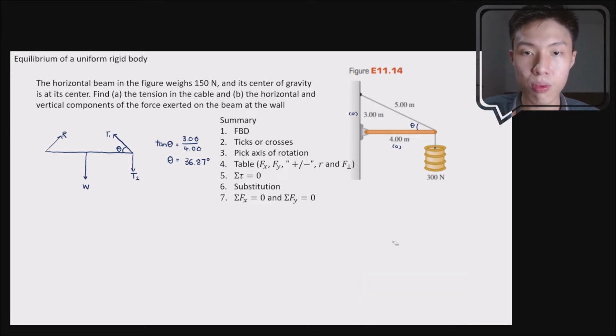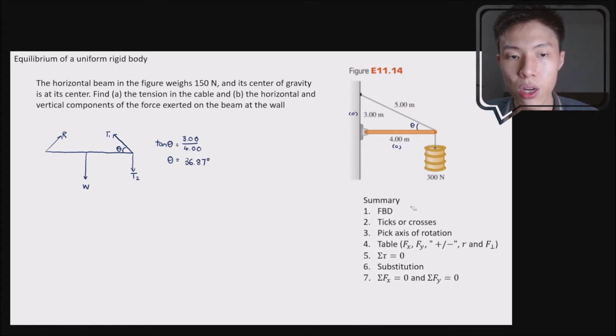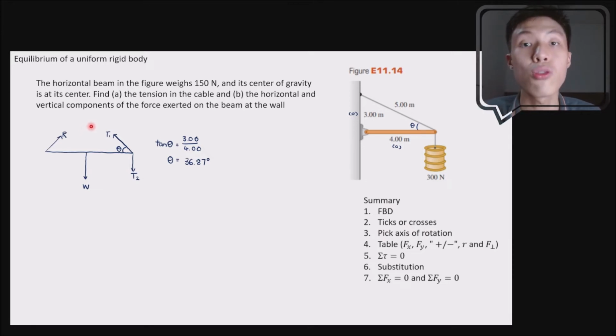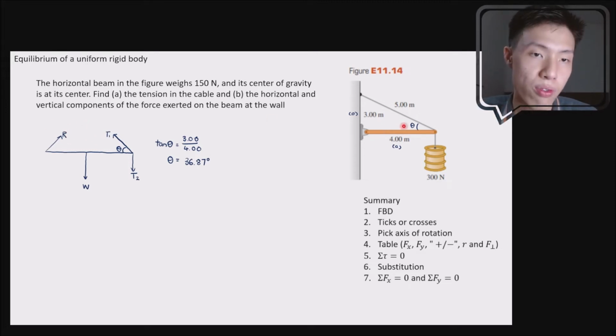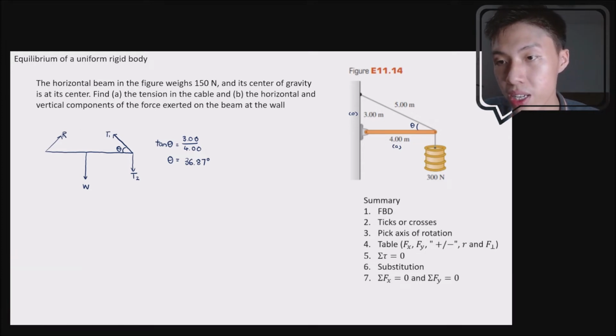So we have finished step 1 by drawing the free body diagram. Now I will proceed to step 2. Step 2 is to put ticks or crosses for all the forces in the free body diagram. We tick beside the force if we know the value of the force, and we cross beside the force if we don't know the value. Let's scan it one by one. Reaction force at this point, we have no idea what the value is, so we put a cross beside the reaction force.